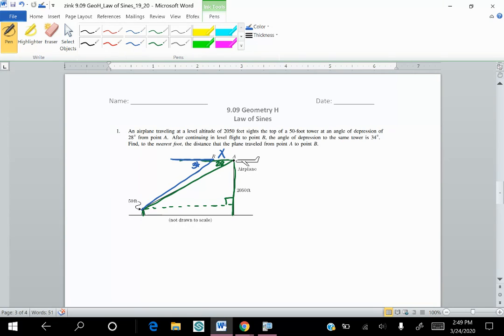So at this point, I've labeled everything I know. I want to just kind of find anything else I possibly can in the triangle. So one thing I might notice is here, I'm really looking at the triangle right here. So from here to here, so I'm looking at this triangle. So I only want this piece, not the entire 2,050 feet. So I'm going to say, okay, well, the tower's 50 feet up. So 2,050 minus 50 is going to give me 2,000 feet. So I know that's that right there.